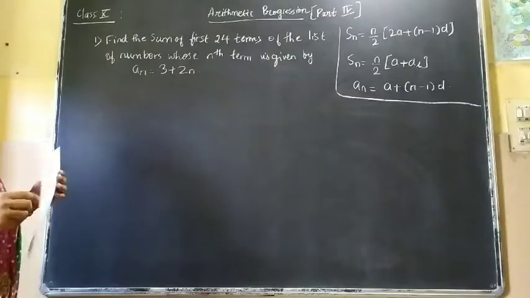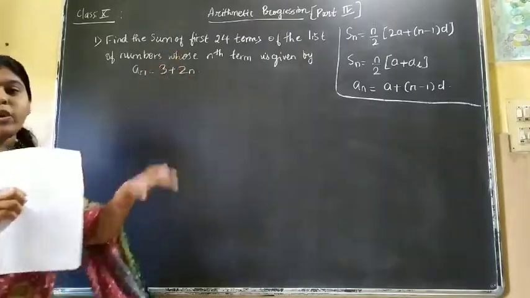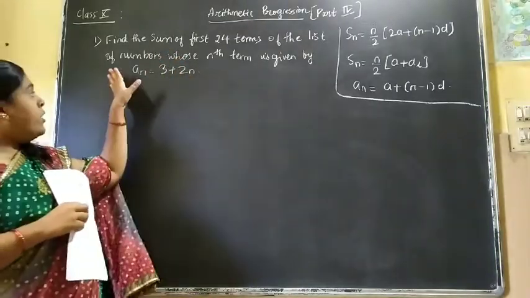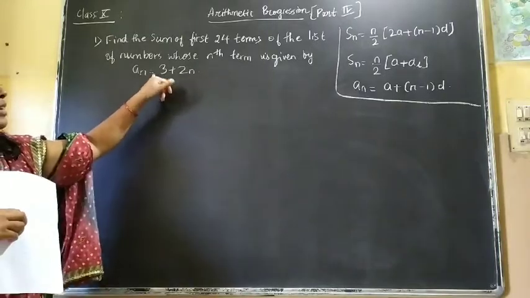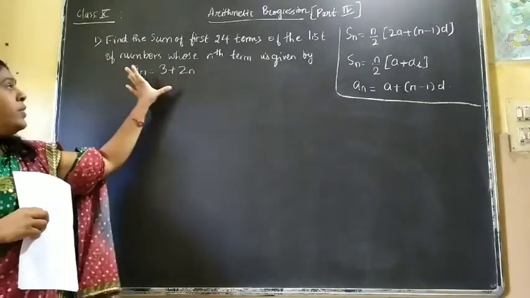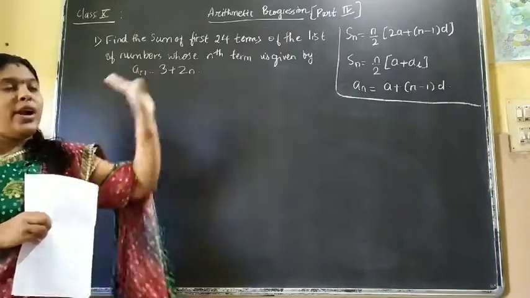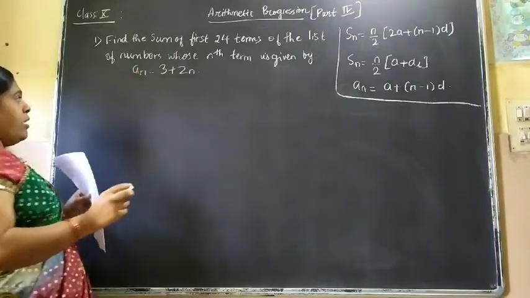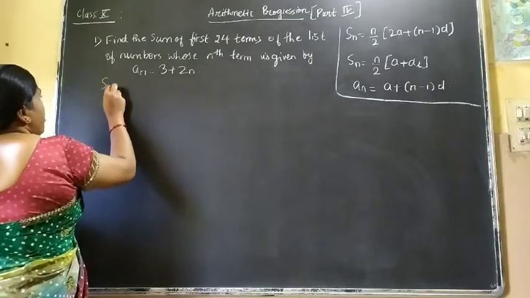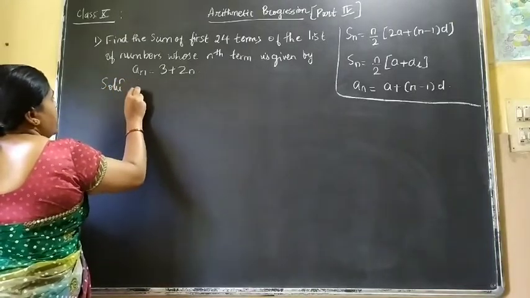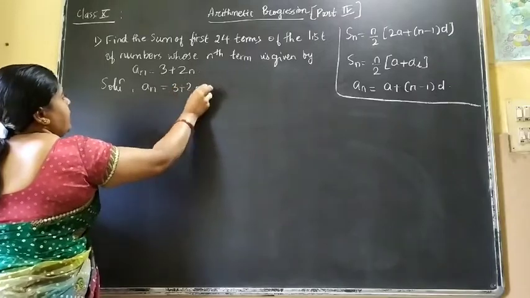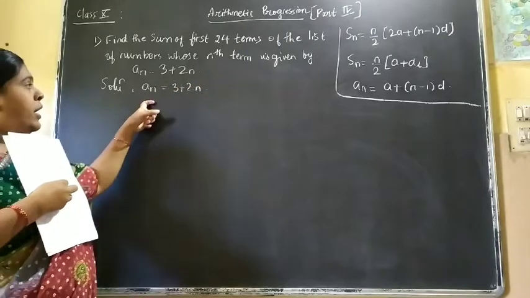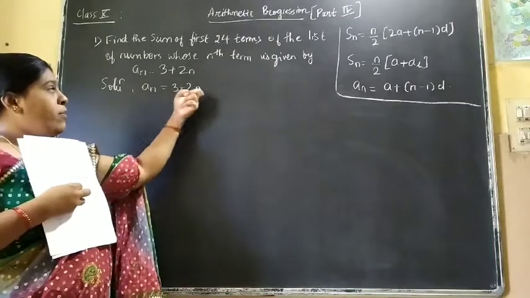See the problem. Find the sum of first 24 terms of the list of numbers. They have given the n-th term. What is the n-th term? It is 3 plus 2n. Using this n-th term, we need to find the sum of the n terms. So let us start solving. Solution. What they have given? an is equal to 3 plus 2n, the n-th term.